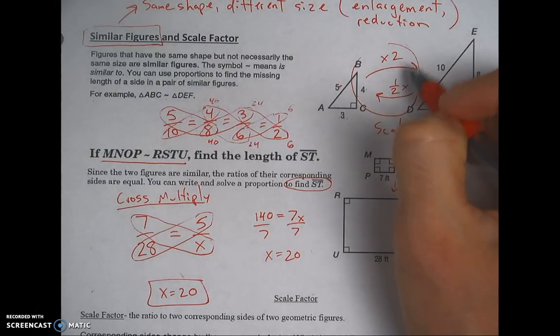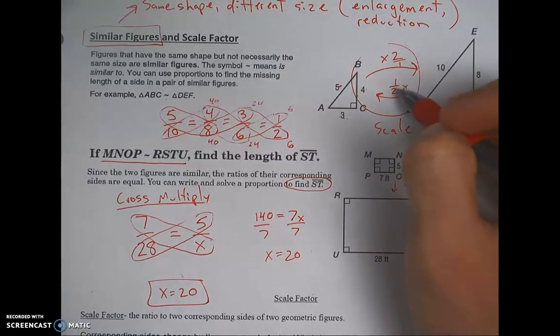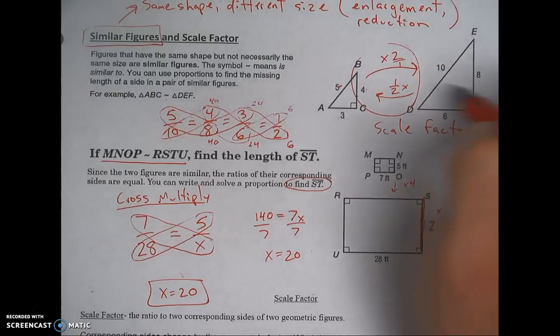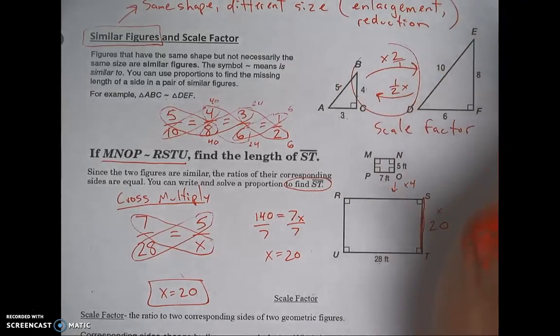And if you notice the numbers, 2 and 1/2, 2 is like 2 over 1. So if I flipped 2 over 1, I get 1/2. If I flipped 1/2, I get 2 over 1. That's always going to be true. They're going to be the inverse if you flip them.